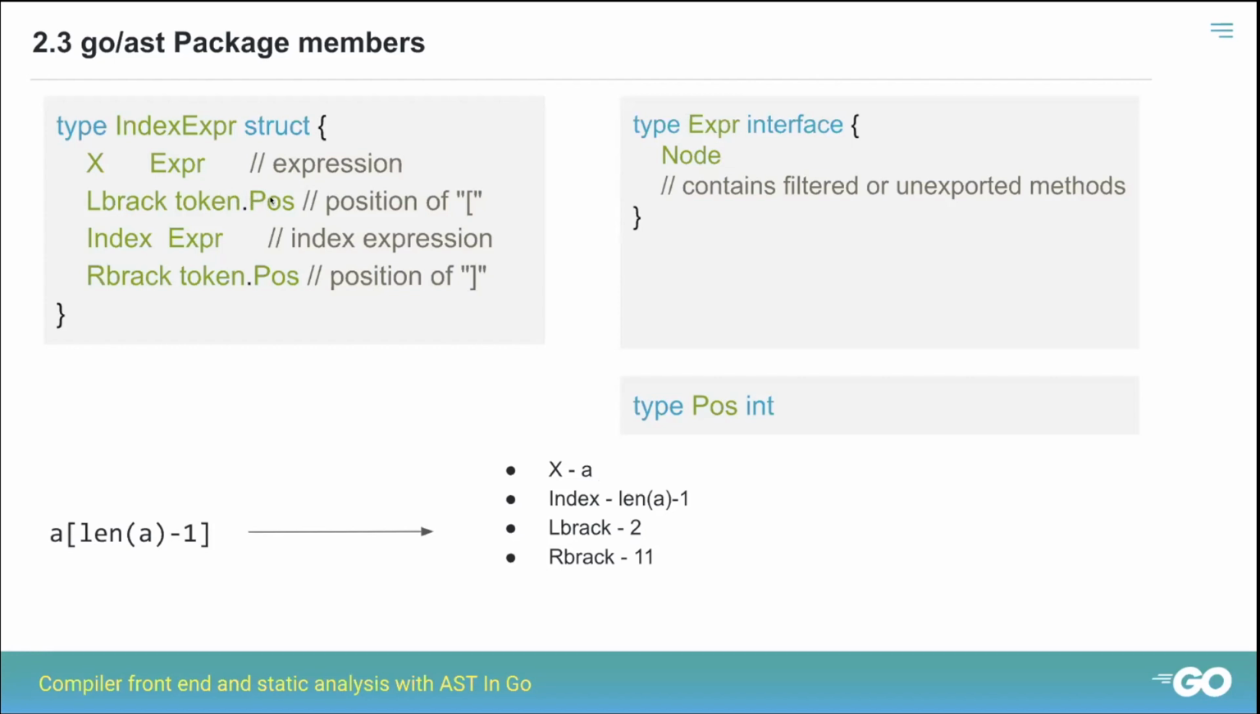As you can see, token.Pos is an int. In this case, the left bracket is 2 because this is 1 and here it's 2. And for the right bracket, it's 1, 2, 3, 4, 5, 6, 7, 8, 9, 10, and then 11. So the position is 11. That's also simple. So we covered the X, the left and the right bracket, and finally we have the index. The index is what you want to access, and the type is expression, because you can provide an expression. When talking about expressions in programming languages, it means everything that returns a value. In this case, we take the last element, but it's a value that is determined at run time. So that's why the type is expression. And that's about index expression.